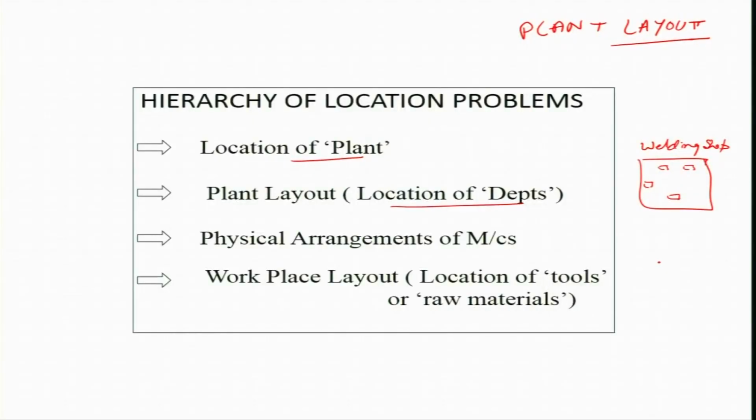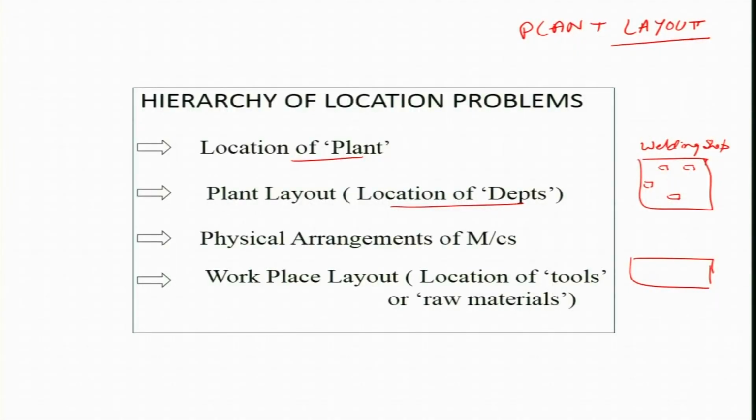And then comes the workplace layout, like I am working here on a desk. Where should I keep my books, where should I keep my pen and other things, where should I keep my files, etc., on my work table. Or similarly in an assembly area, where to keep the various components, where to keep the finished product, where to keep your tools, etc. That is the next level of decision involved in this. These are all location problems, but they are not typically called location decisions; they are called layout, physical arrangement of the machines, or workplace layout.